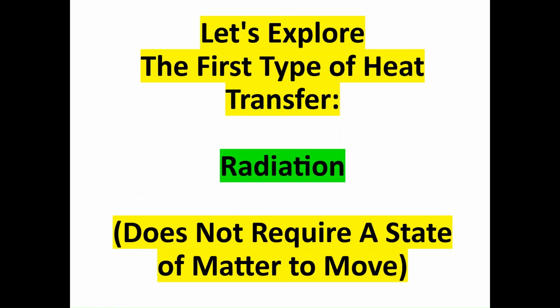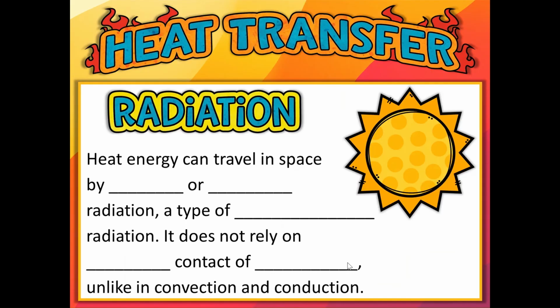Now, we're going to talk briefly about radiation. We're not going to dive too deep into it, but we are going to discuss what radiation is. And radiation is really cool because it doesn't require a solid coming into contact with another solid. It doesn't deal with liquids and it doesn't deal with gases. It does its own thing. It doesn't require a state of matter to move energy from one place to another. And this is what I mean. Heat energy can travel in space by infrared or thermal radiation. So it doesn't require a state of matter. It can even travel out in outer space through something called thermal radiation.